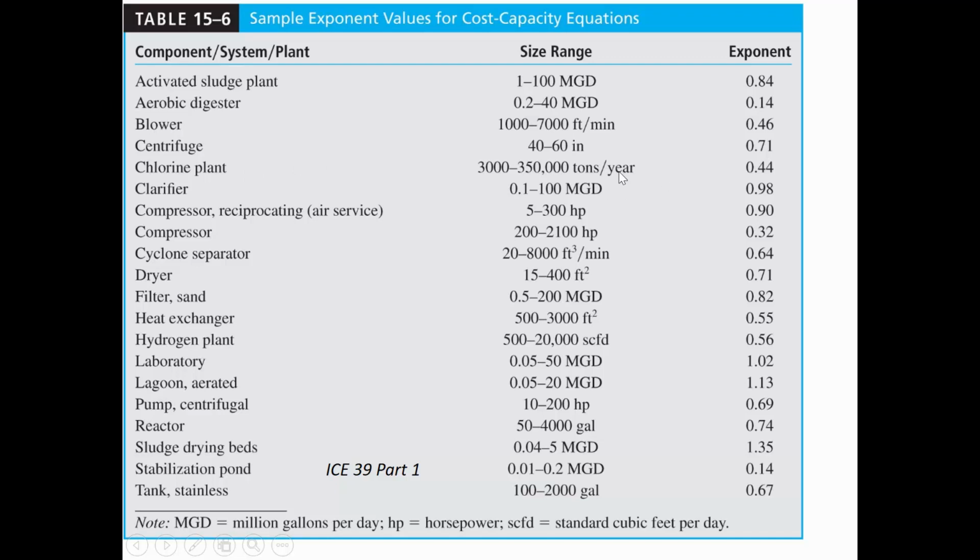The bigger you make that chlorine plant, the correlating exponent is less than 1, which means it's still going to cost more for a bigger item, but the rate of cost increase slows. Whereas some things, like sludge drying beds, have a correlating exponent of greater than 1. So if you built a sludge drying bed that's 100 square feet, it would cost, let's say, $100. But if you wanted to build one that's 200 square feet, it's not just going to be double the price. It's going to be more than double the price to make it double the size.